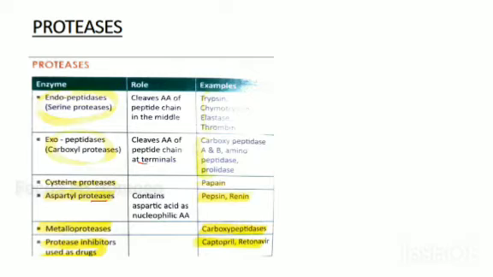Exopeptidases cleave at the terminal. The examples are carboxypeptidase A and B, aminopeptidase, and prolidase. Cysteine proteases, example is papain. Aspartyl proteases contain aspartic acid as the nucleophilic amino acid. Examples are pepsin and renin. Metalloproteases, example is carboxypeptidase. Protease inhibitors used as drugs are captopril and ritonavir.